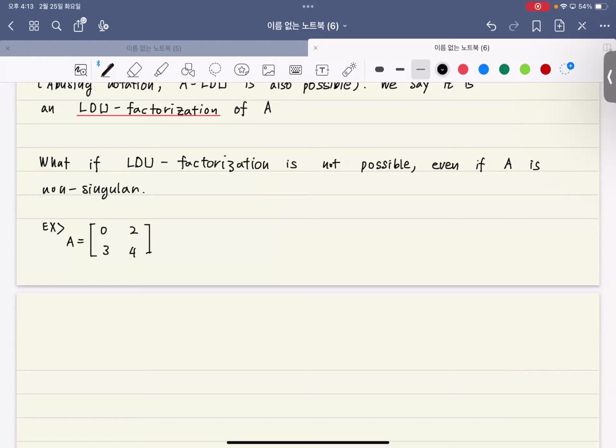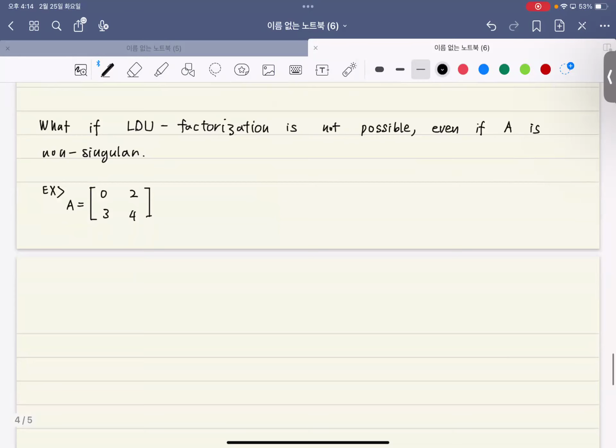Agreed? Even though I have 0 on the diagonals, just by simply exchanging the two rows, I have the two non-zero numbers on the pivot. So this is non-singular. So in such cases, I will need to exchange the order of the rows, right? So how do I exchange the order of the rows in terms of the matrix?